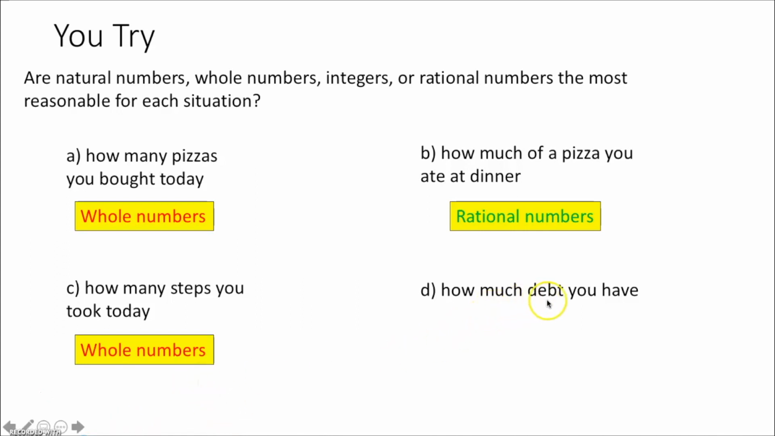And then how much debt you have. This can be money, which has cents attached, right? So there is a decimal and it's a terminating decimal. So we're going to say rational numbers as well.